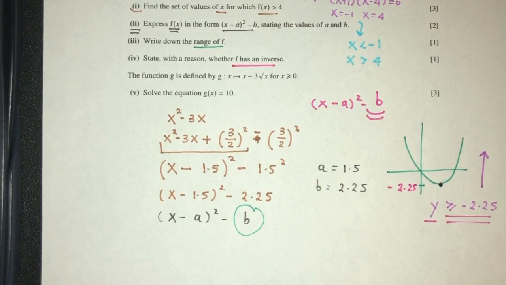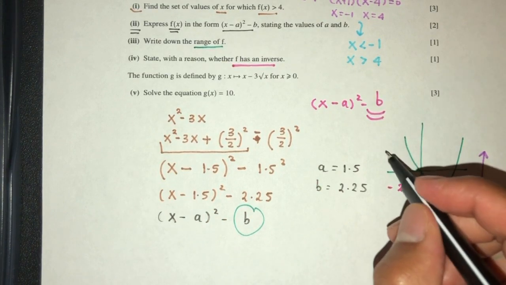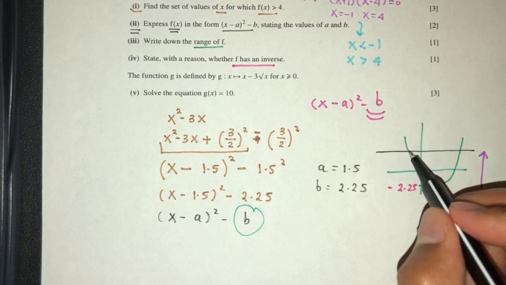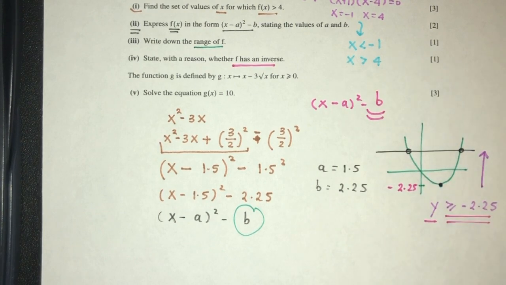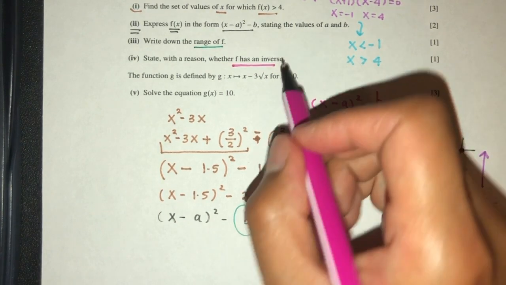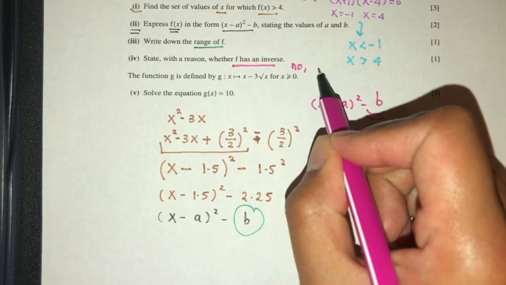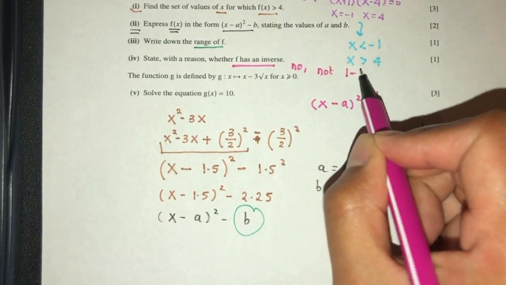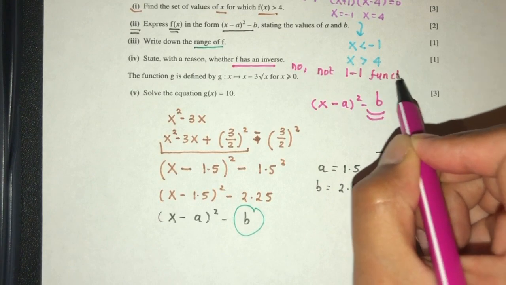Now part 4, state with reason whether f has an inverse or not. Obviously it does not have an inverse because it is not a one-to-one function. So what does that mean? If I were to draw a line here, it meets at 2 points. Because of that, it is not a one-to-one function. So you can say no, not one-to-one function. It is only one mark.